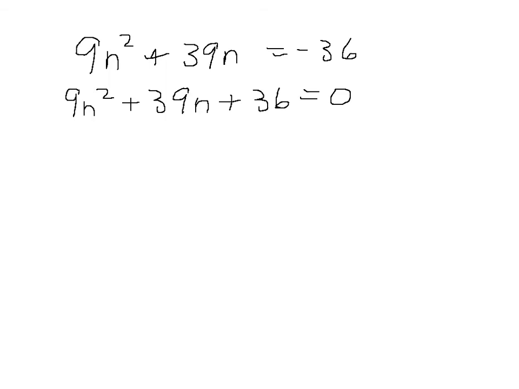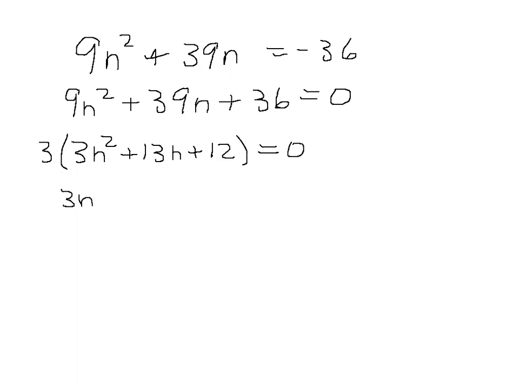And I want to factor it, and I got to remember about the greatest common factor, which is a 3. So I have a 3 times 3n squared plus 13n plus 12 is equal to 0. Now, right here, I have 3 times this thing is equal to 0. The only way that can be true is if this thing is equal to 0, because 3 is never 0. So really solving this equation is really the same as solving this equation.